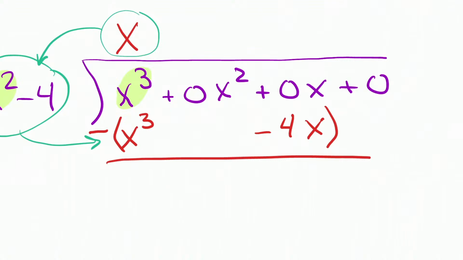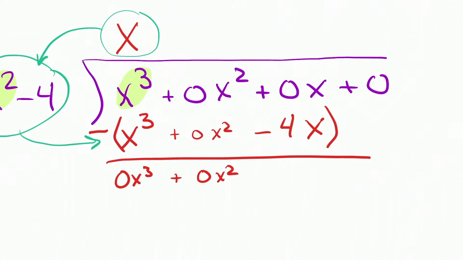So let's just walk through carefully. I have x cubed minus x cubed, which is 0. Then I have 0x squared minus 0x squared. I guess I could put that in there, which is also 0x squared. You really don't have to write that down. I'm just putting it here to emphasize that I am subtracting everything.